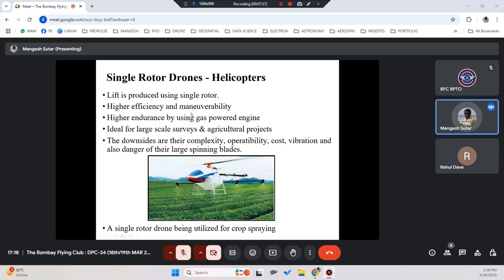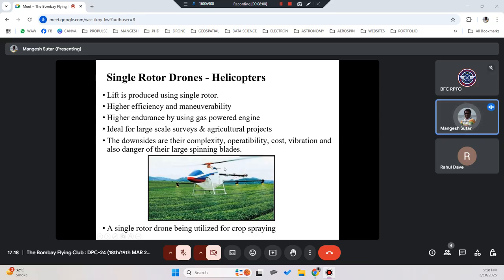Single rotor drones are normally called helicopters. Lift is produced using a single rotor, with high efficiency and maneuverability, and high endurance by using gas powered engines. Ideal for large scale surveys or agriculture projects. As I said, the Gujarat government did. They flew a fixed wing, not a helicopter, but earlier even helicopters were used for large scale surveys or agriculture projects. Downsides are complexity, operability, cost, vibration, and also danger of large spinning blades.